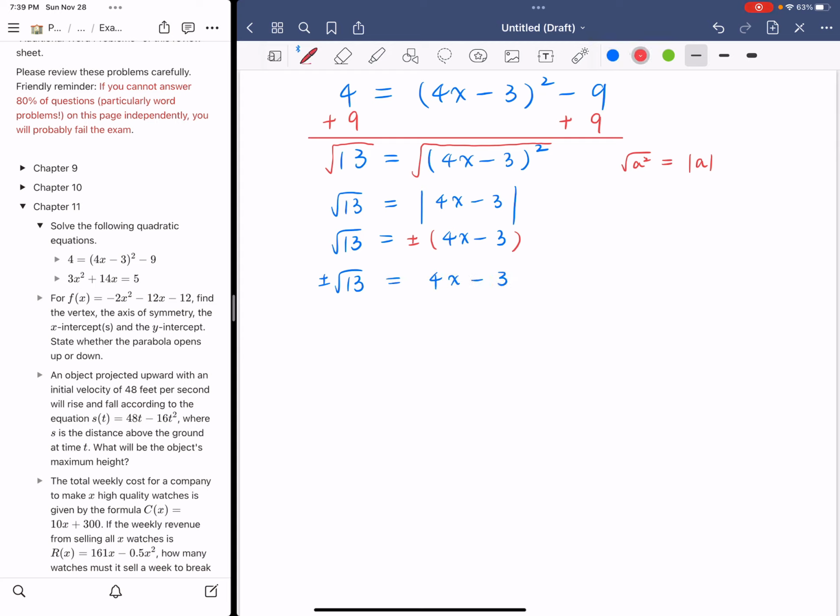And then you keep isolating x. So it'll be plus 3 on both sides. And that will be 3 plus minus square root of 13 equals 4x. And then we divide both sides by the coefficient of x, which is 4. And we obtain x equals 3 plus minus square root of 13 over 4. Because 3 and square root of 13 cannot be combined, that is our final answer. So you could just box this.